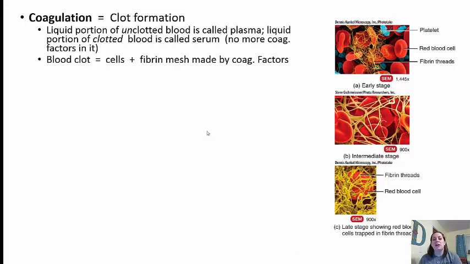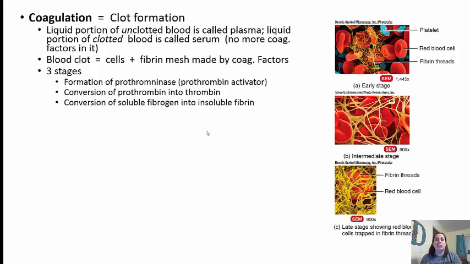The liquid portion of the unclotted blood is called plasma, but when the liquid portion of the blood clots, it's called serum. And the reason it's called this is because it uses all of its coagulation factors in order to get thick and sticky. When we look at a blood clot, it has a number of things located in it. It has cells, it has a fibrin mesh that is made out of those coagulation factors. So what that fibrin mesh does, if you'll see in the picture here, is it actually creates a type of net or web, and it's going to trap cells. It's not going to just trap platelets, it's not going to just trap white blood cells, it will also trap red blood cells, and this is what's going to help make the clot for us.